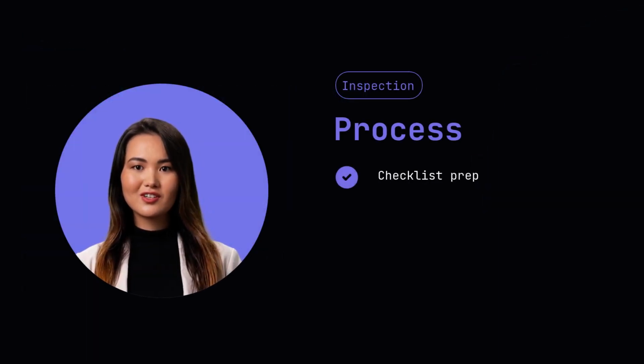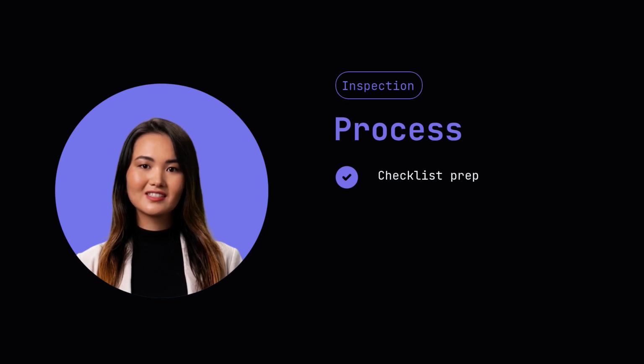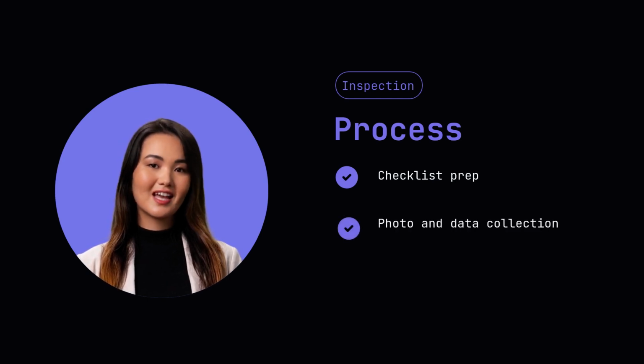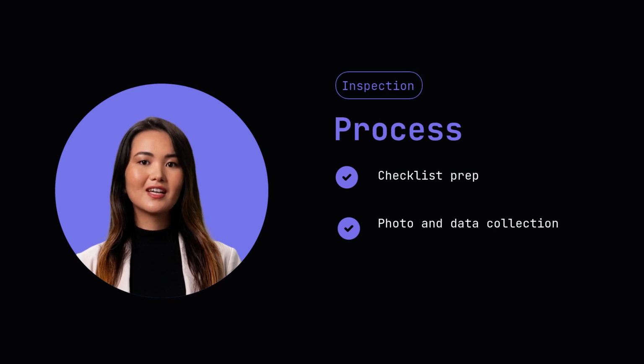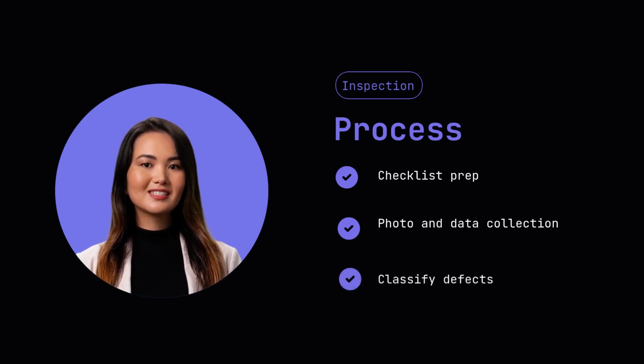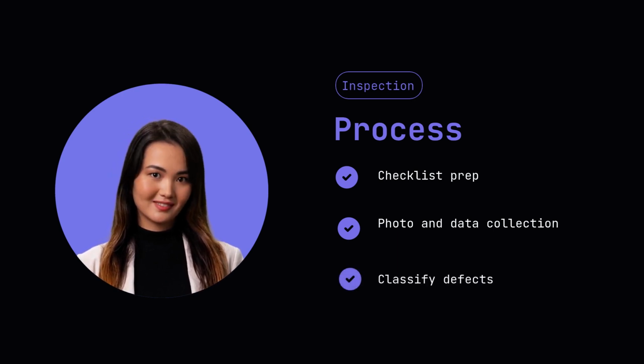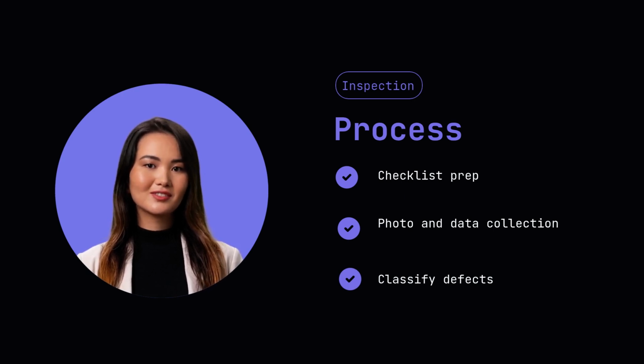The inspection process starts with checklist preparation. On-site inspections involve photo capture and evidence collection. Defects are classified by type and severity. Risk assessments prioritize safety impacts. eAuditor's digital tools support each stage with templates, reminders, and tracking.